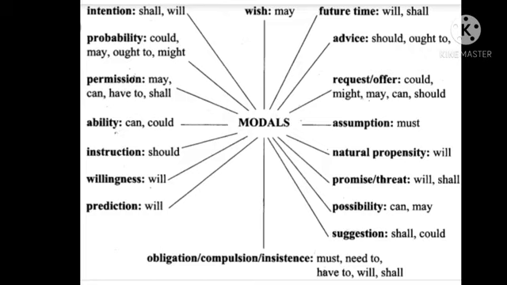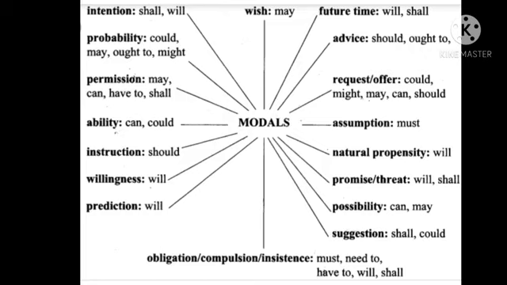And for prediction, when we are just predicting the future, there also we use will. And for future time, we use will and shall. And for wish, may. Then advice, we use should and ought to. And for request or offer, we use could, might, may, can, and should. Then for assumption, we use must. Assumption means a compulsory thing, or 100% sure things. There we use must.